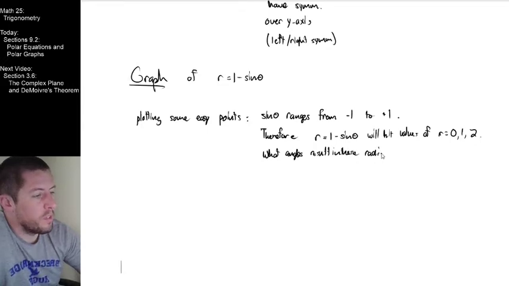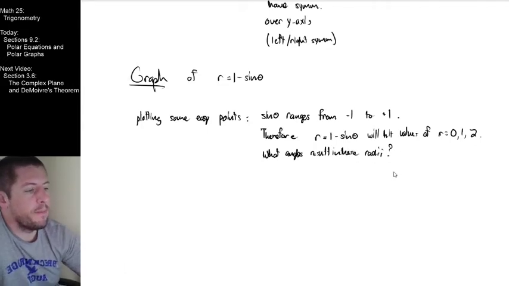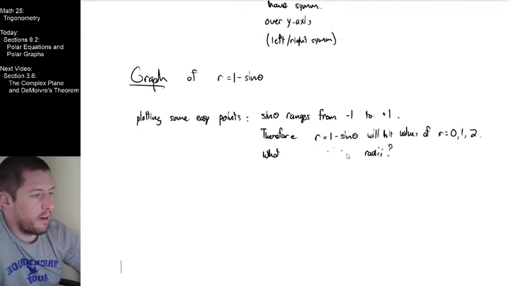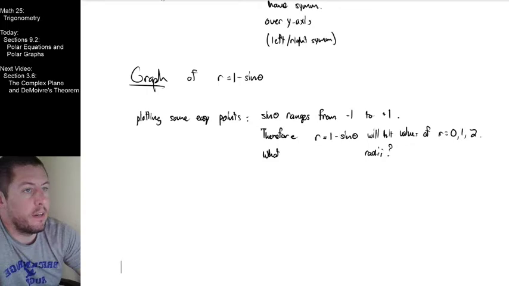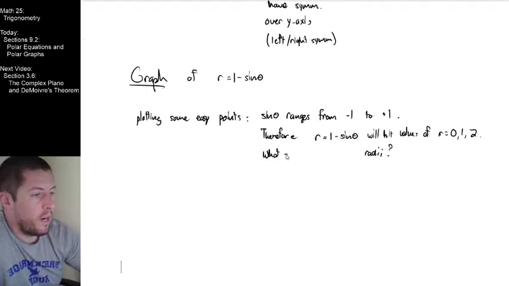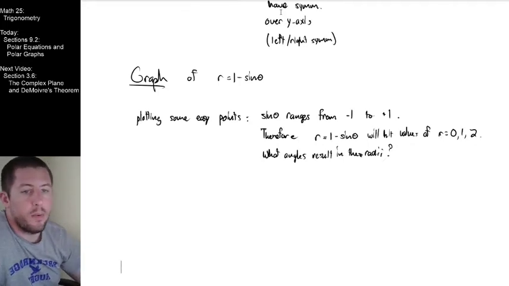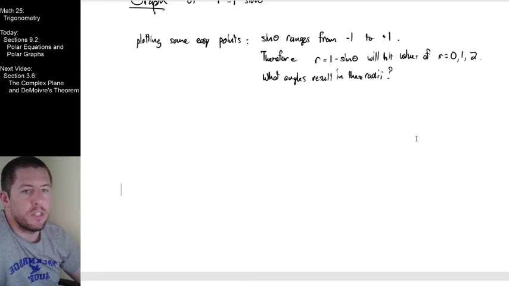So what I want to know is, when do we get to those radii? I wrote the wrong letter every other letter there and just kept on writing. It technically worked out. What angles result in these radii? When do we get to r equals 0? When do we get to r equals 1? When do we get to r equals 2? I'm picking those smartly because I know what values sine ranges across.